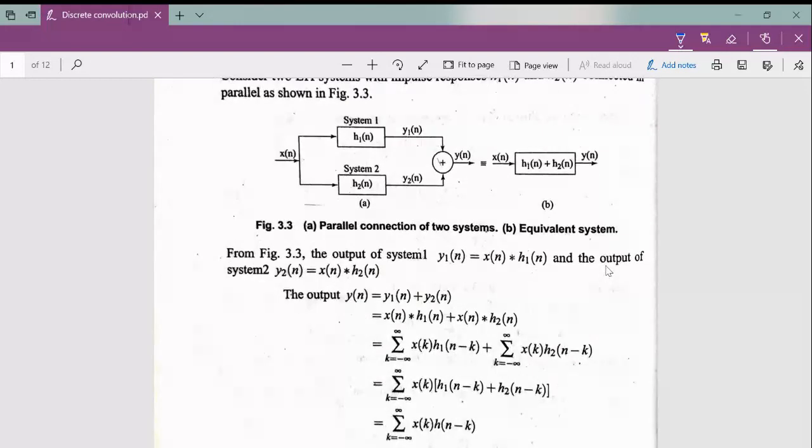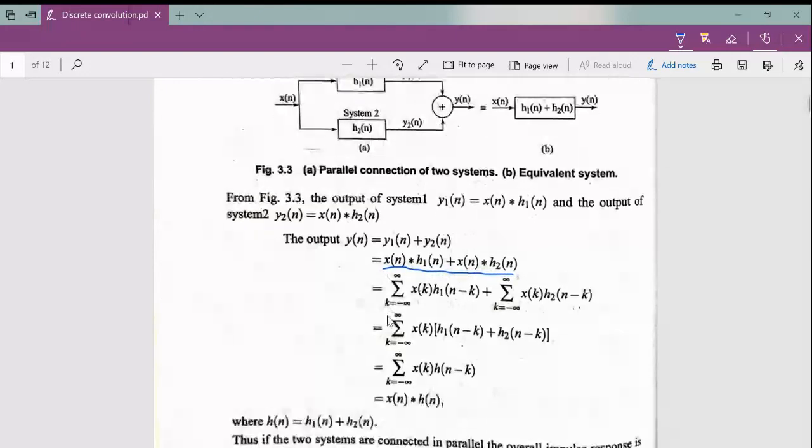Here we have the proof. From figures A and B, we know that y1 of n is x of n convolution h1 of n, and y2 of n is x of n convolution h2 of n. Then the total output y of n is equal to y1 of n plus y2 of n, and we write the values of y1 of n and y2 of n here.